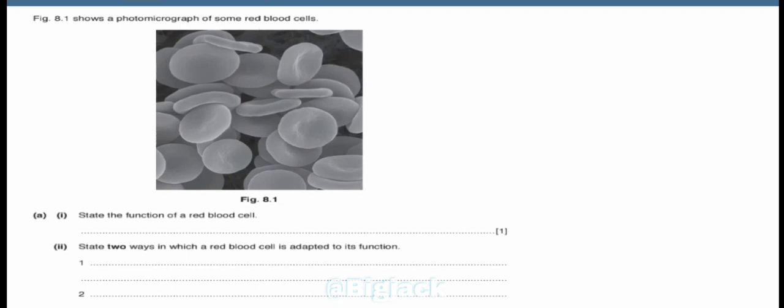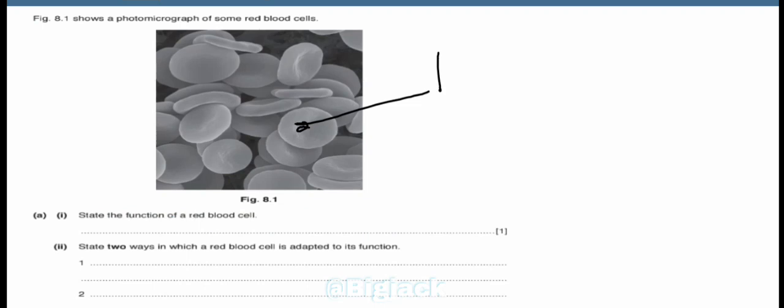So the next one is saying, figure 8.1 shows a photograph of some red blood cells. So the first question, which is question A, Roman number 1, is saying, state the function of the red blood cell. So the function of the red blood cell is to transport oxygen and antigens around the body. The antigens are found on the cell membrane of the red blood cells. Then the oxygen is going to be trapped by the hemoglobin. So the hemoglobin is found on this part, which we call the biconcave shape. So that's the answer.